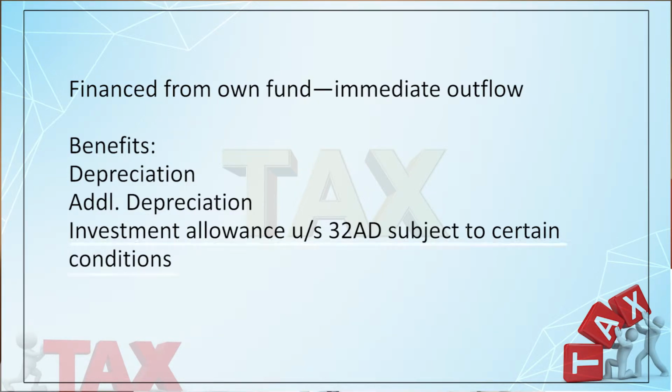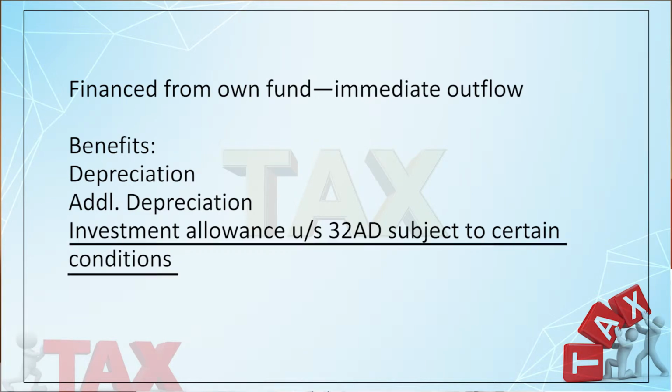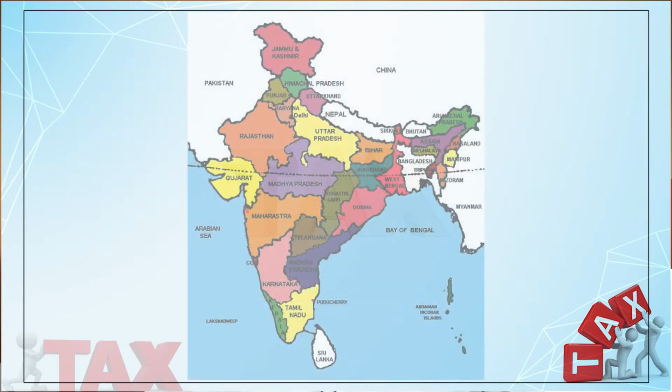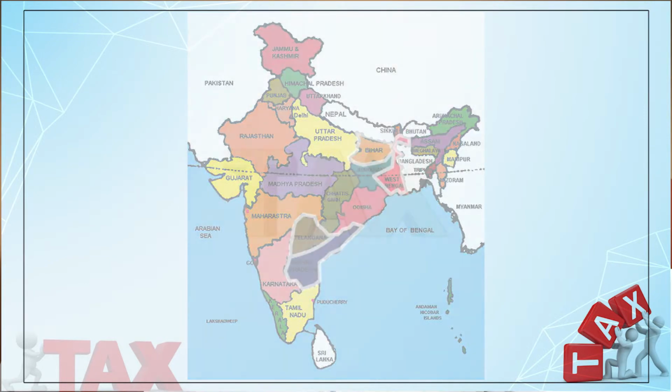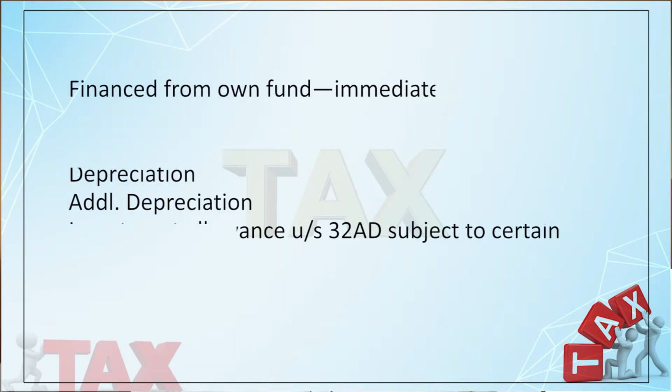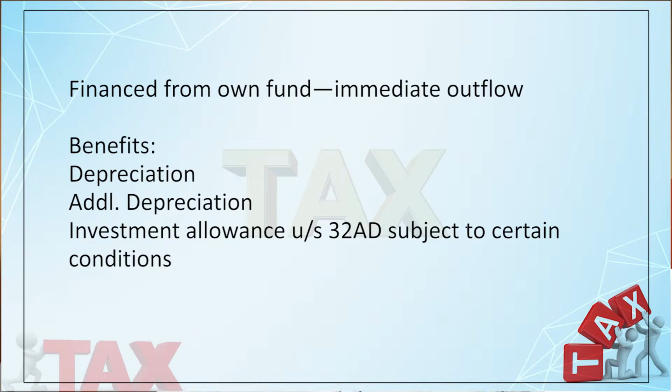What are the conditions? I think you are all aware of. In case of 32AD, it is a very specific case. That means when you are purchasing an asset for a business which is situated in a notified backward area of certain states. The states are Andhra, Telangana, Bihar and West Bengal. Then you can get a deduction of 15%, and similarly your additional depreciation rate is also enhanced to 35%.